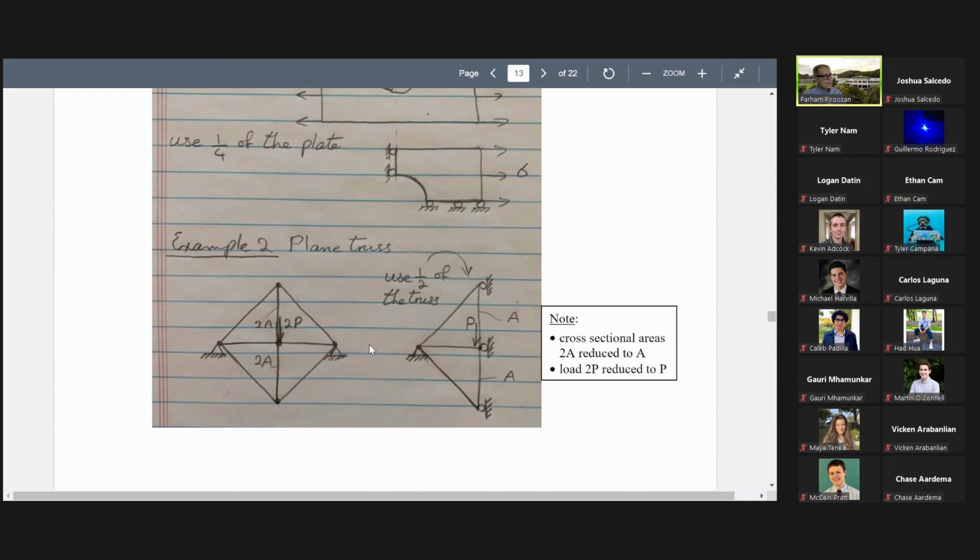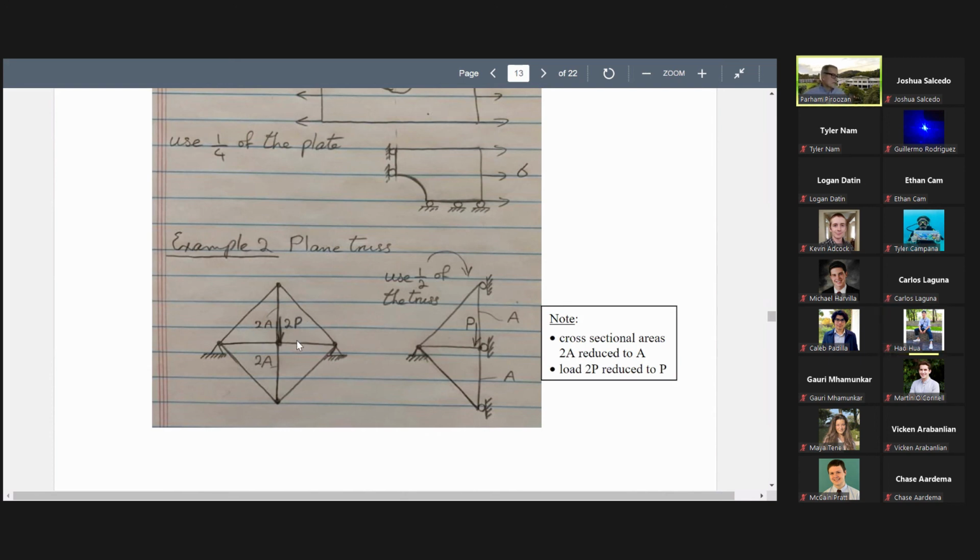Is it symmetric about the x-axis? No. No, why not? I feel like the load 2P would change that downward. So then the top would be longer.